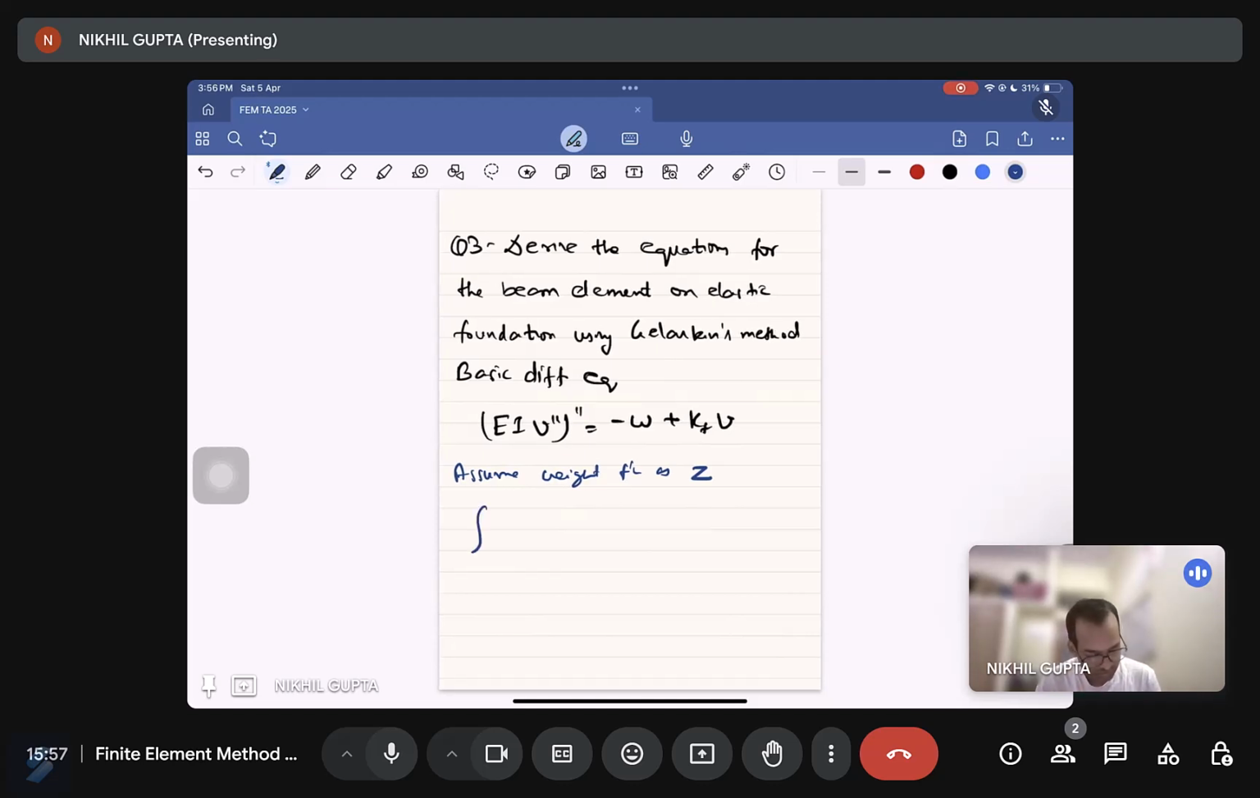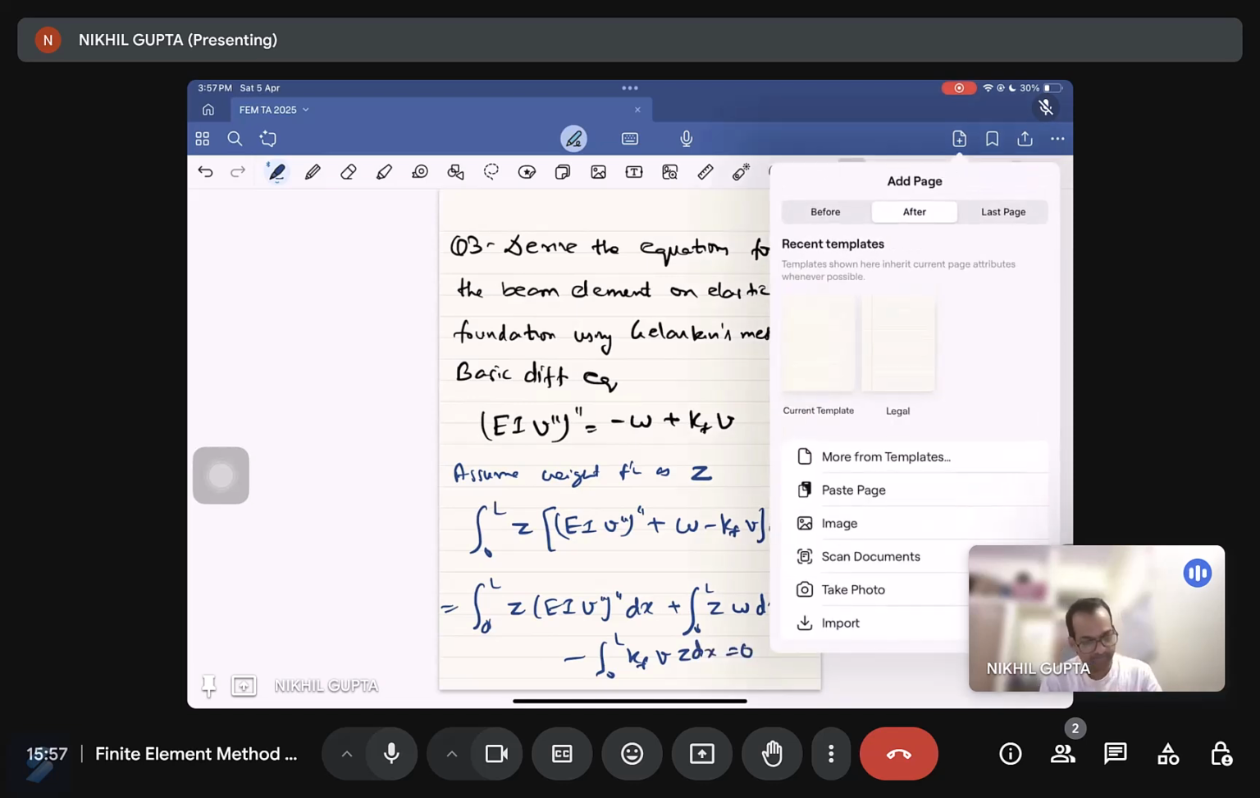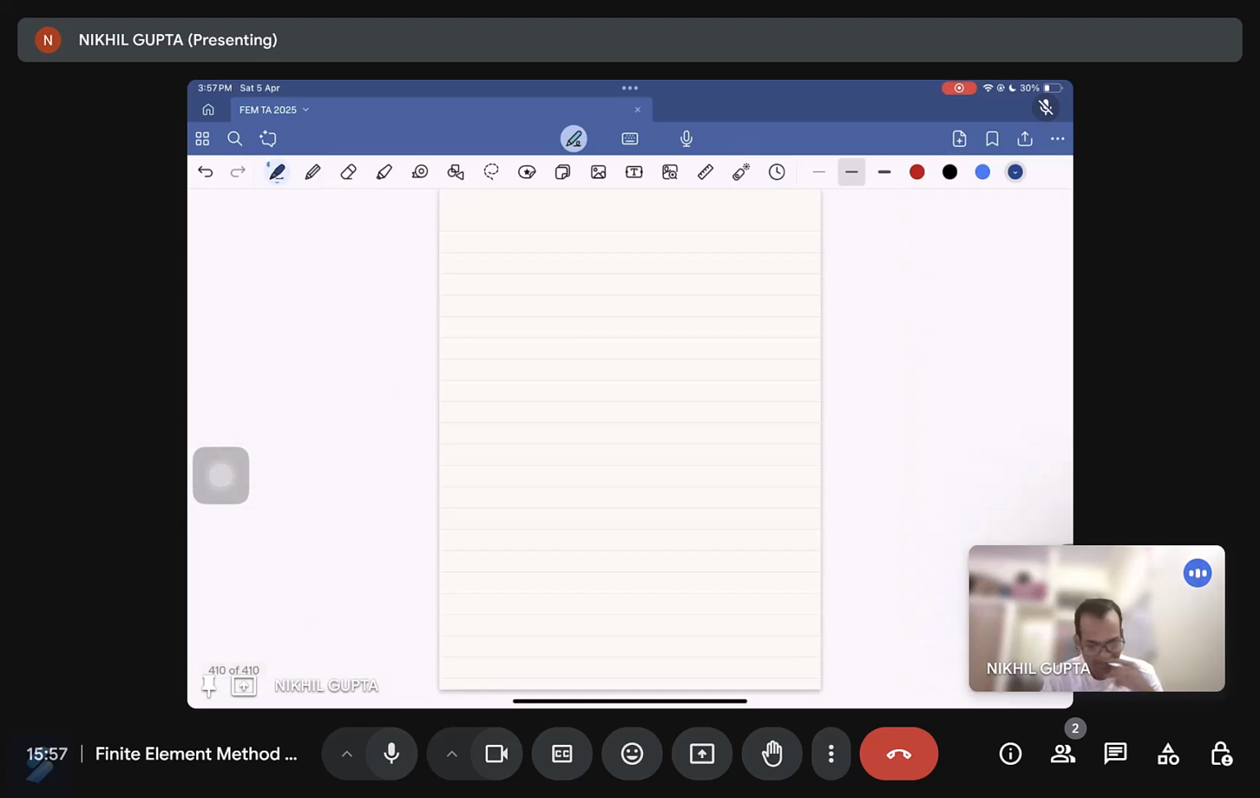Okay, so this will be the integral from 0 to L of z (EI v'''' + w - kf v) dx equal to 0. Now the integral from 0 to L of z EI v'''' dx plus the integral from 0 to L of z w dx minus the integral from 0 to L of kf v z dx equals 0. So we have separated each term.